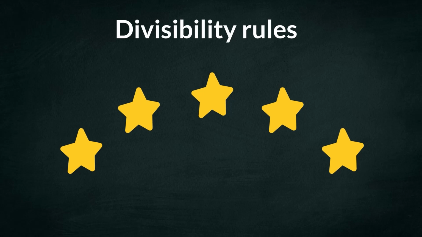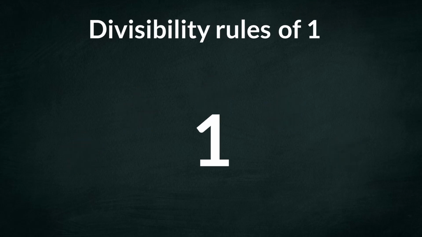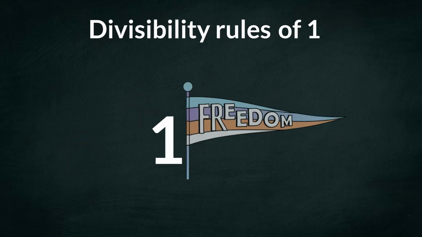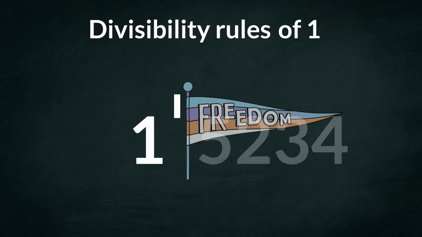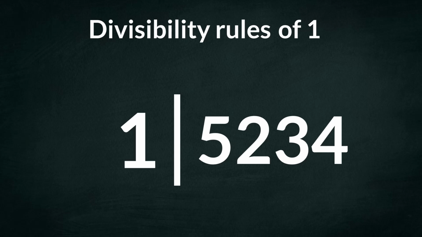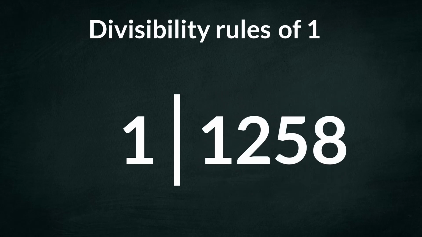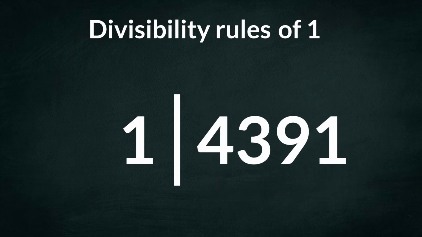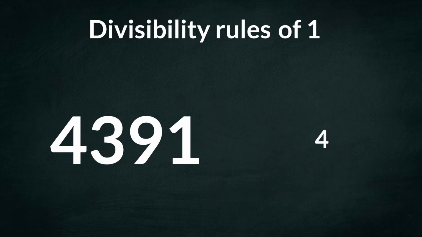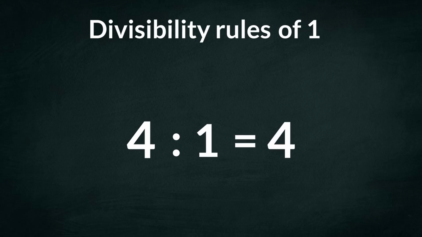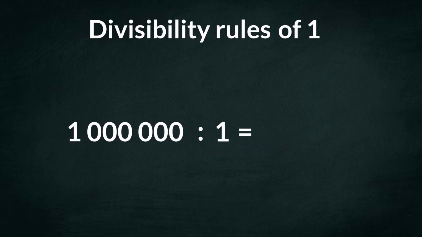Let's start with the easiest divisibility rule for number 1, which is no rules at all. Every number is divisible by 1. When you divide a number by 1, the quotient of that number is always itself. It doesn't matter how small or big the dividend is. For example, 4 divided by 1 equals 4. Or 1 million divided by 1 will still result in the same 1 million.